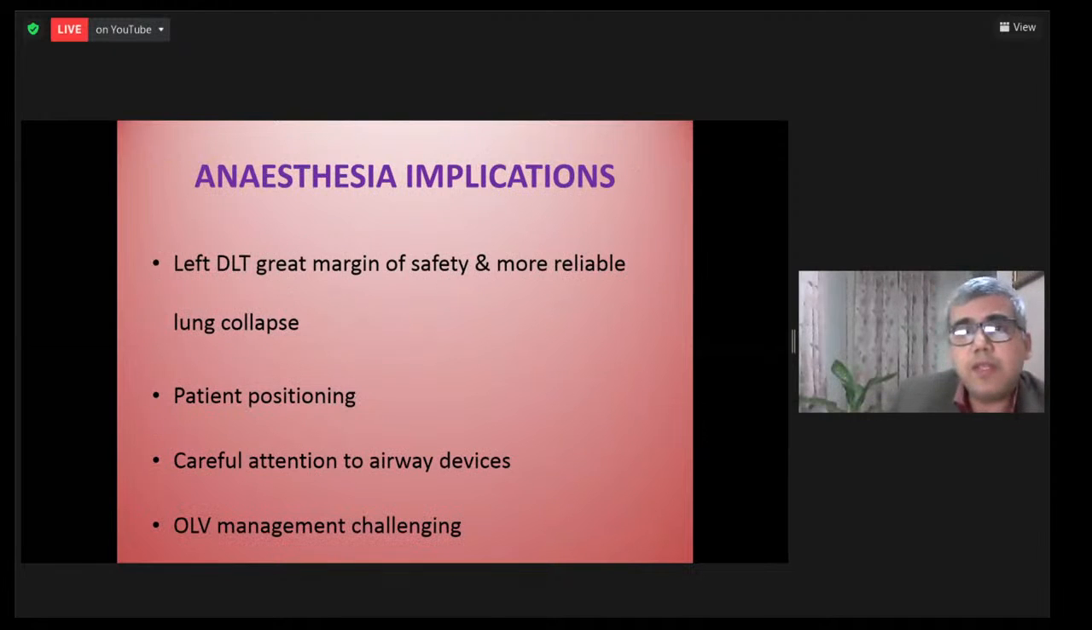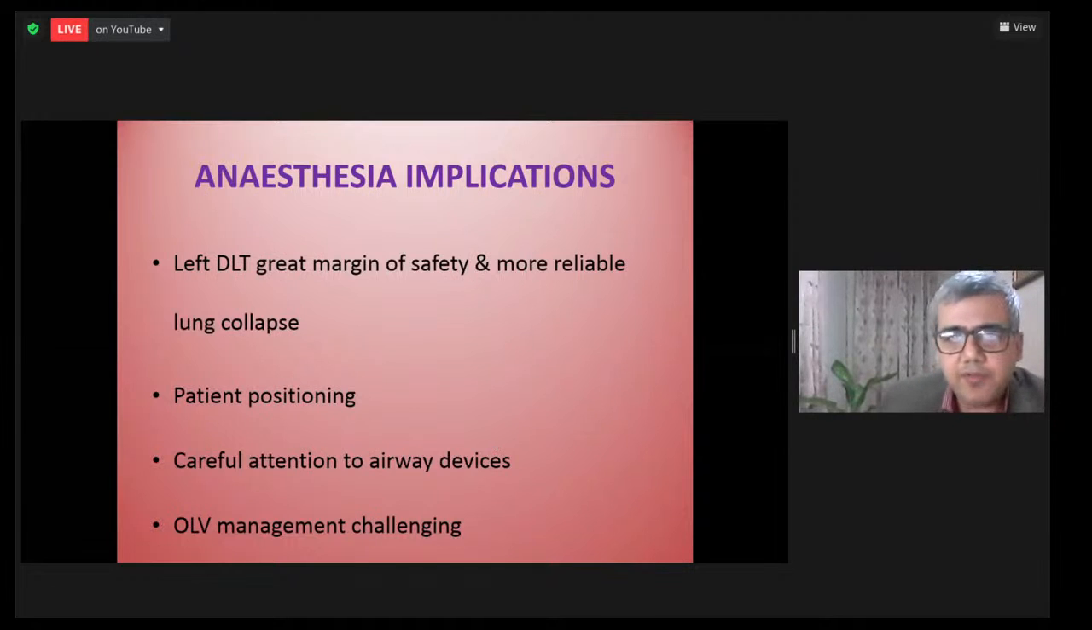Now, I'll be going through certain unique anesthesia implications. The first important thing is that, as in VATS, you need a reliable lung collapse in this surgery. And as I've shown, the anesthesiologist does not have direct access to the patient. So it is preferred that we use a left DLT, because it provides a greater margin of safety. When you insert a right DLT, you have to make sure that it is aligned with the upper lobe. With a left DLT, that is not a problem. So always go for a left DLT.